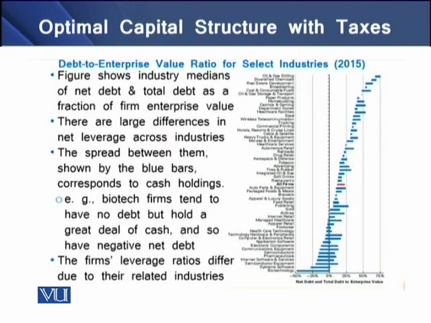We are seeing another graph that is showing the debt to enterprise value ratio for selected industries for the period of 2015. We see that this figure is showing the industry medians of net debt and total debt as a fraction of the firm's enterprise value. We see that there are large differences in net leverage across industries. The spread between these differences, shown by blue bars, corresponds to the cash holdings by these firms. For example, these biotech firms tend to have no debt, but they are holding a great amount of cash, and so these biotech industrial firms have negative net debt. These firms' leverage ratios differ due to the related industries.